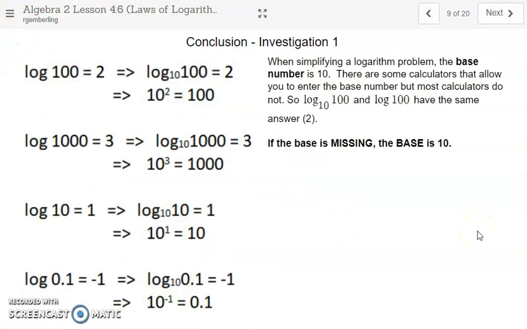So hopefully you found that the number 10 was being used every time. So the log base 10 of 100 equals 2 because 10 squared is 100. A log base 10 of 1,000 equals 3 because 10 cubed is 1,000, and so on. So if there is no base given here, it is always 10. No, there's no exception. When the base is missing, it's always 10.